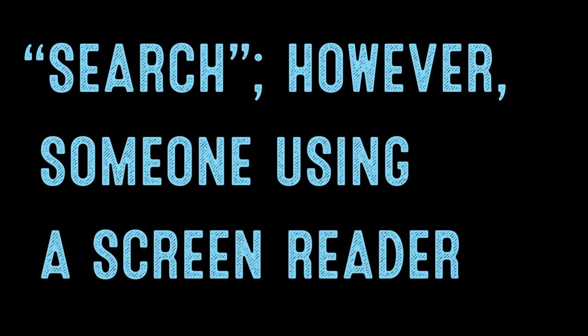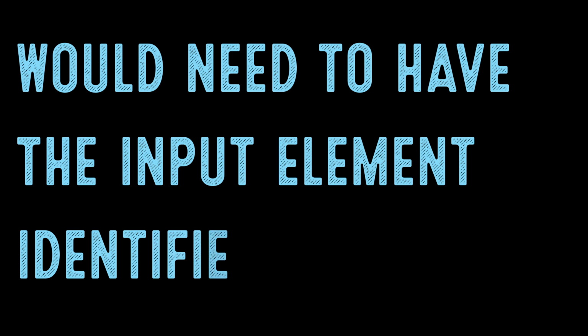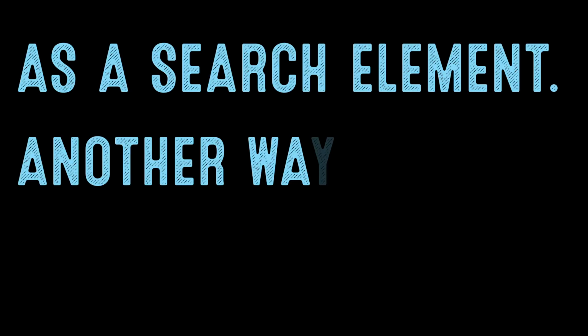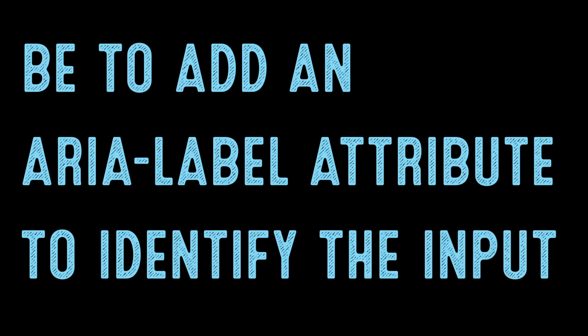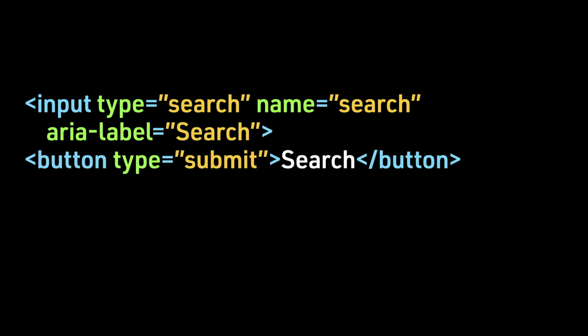However, someone using a screen reader would need to have the input element identified to them as a search element. Another way of handling this would be to add an ARIA label attribute to identify the input rather than a label element. So here the ARIA label for search is added directly to the input, and we don't need a separate label element for our search submit button.